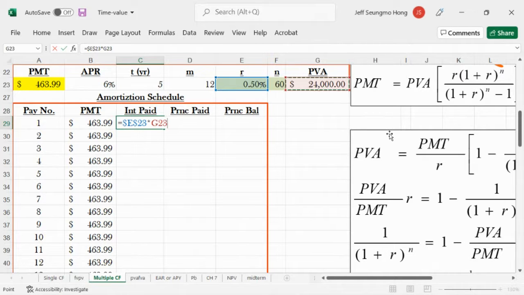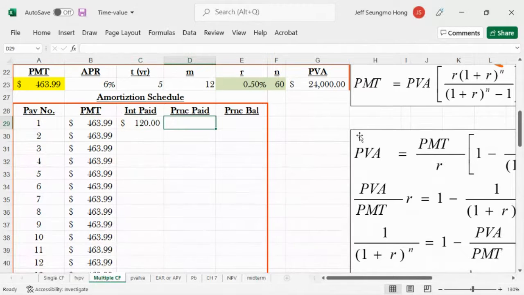So think about it. At time 0, that's the principal. So interest rate times principal. So that is the interest paid in the first month. Then what should be the principal paid? Hmm? What is the principal paid?